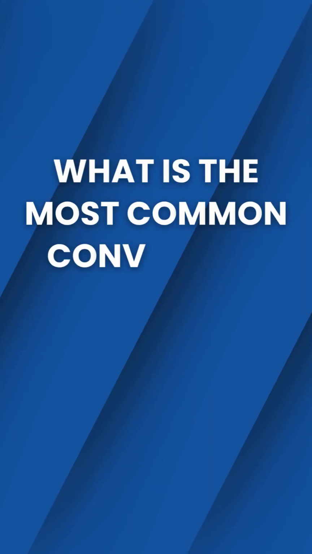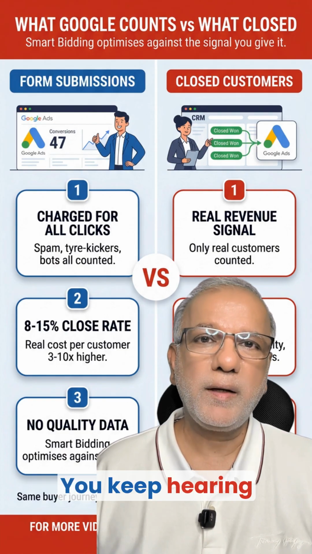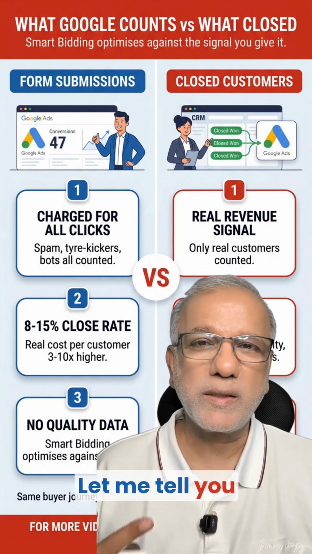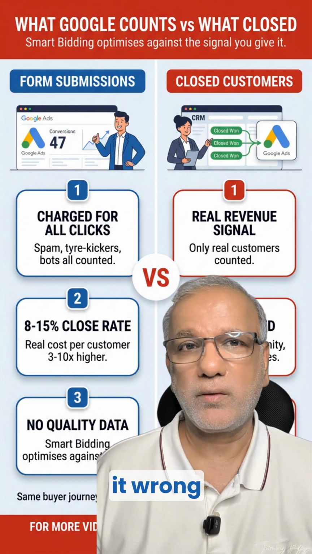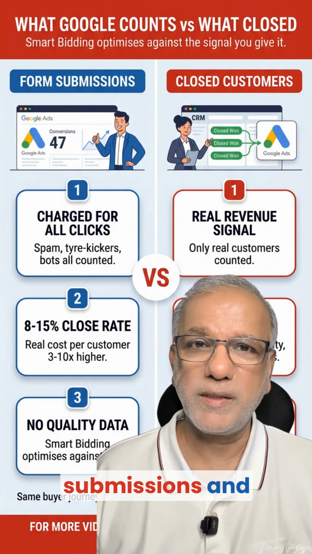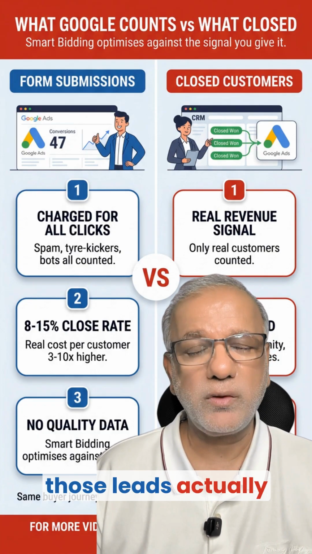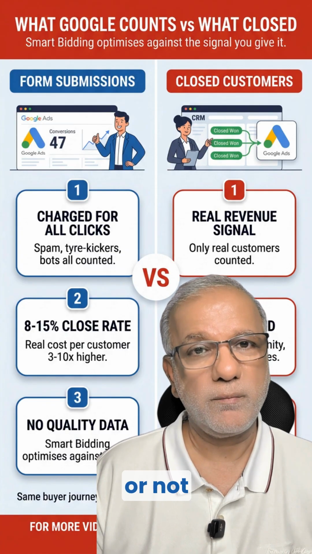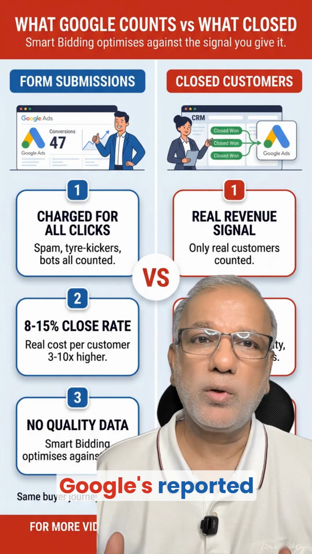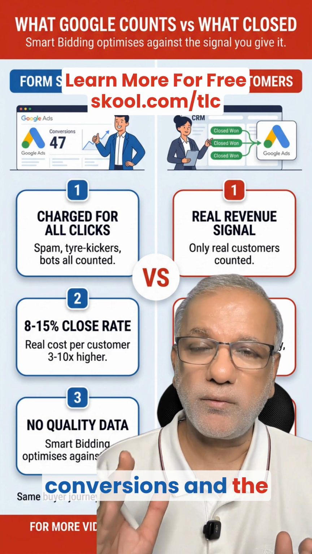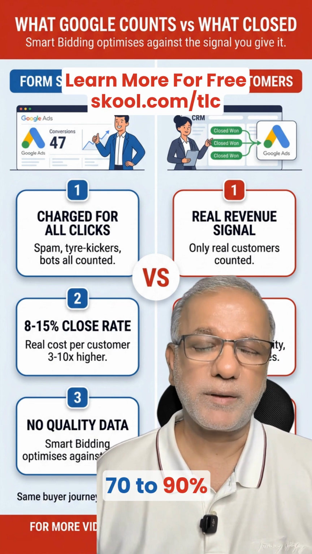What is the most common conversion tracking mistake in Google Ads? You keep hearing about conversion tracking. Let me tell you exactly what 8 out of 10 small business accounts are getting wrong. The mistake is treating form submissions and phone calls as conversions while ignoring whether those leads actually become a customer or not. Across the small business accounts I audit, the gap between Google's reported conversions and the real closed won deals averages 70 to 90%.